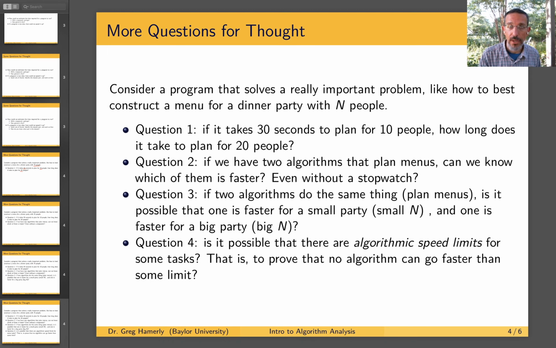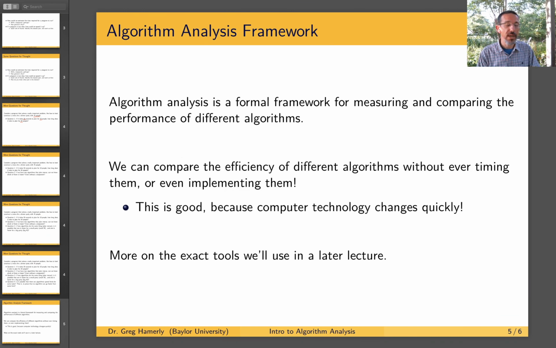The fourth question is even more general. Is it possible that there are what I would call algorithmic speed limits? Speed limits meaning no algorithm can go faster than this rate for some task. So, for example, if the task is sorting numbers, which we're going to look at later in the semester, is it possible to prove that there is a speed limit and no algorithm can go any faster than this speed limit? It's theoretically provable that that's the case. We'll answer that later, but this is just to get your thinking going about this.